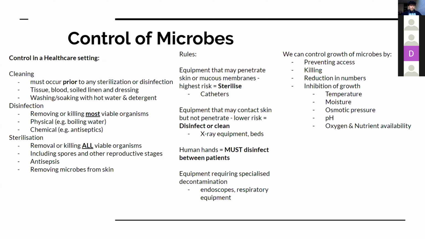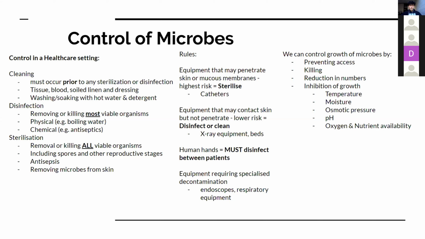Okay, regarding the control of microbes, this is largely common sense, but they want to teach it because it is really crucial in nosocomial infections, and problems with this are a very large reason why nosocomial infections occur. So within a healthcare setting, we have the three main things of cleaning, disinfecting, and sterilizing. Cleaning is just washing with hot water and detergent, for things like tissue, linen, dressing, stuff like that. Disinfecting is removing or killing most of the viable organisms, so that can be done physically, such as boiling water, or chemically with things like chlorhexidine. And then you have sterilization, which is used for anything that can penetrate your mucosa or skin. That's removing all viable organisms, and that's really important to prevent sepsis.